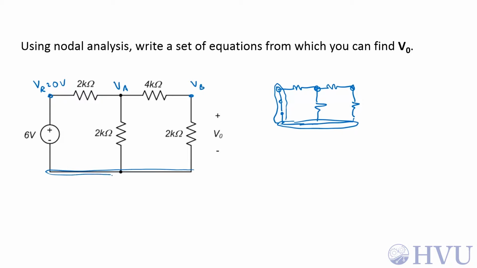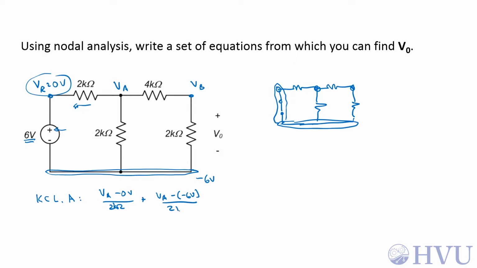And then this node down here will be 6 volts lower than 0, since this is the positive terminal. So this just becomes a negative 6 volts. Now KCL at A gives me VA minus 0 volts over 2 kiloohms, which is this current, plus VA minus a minus 6 volts over 2 kiloohms, which would be the current leaving in this direction, plus VA minus VB over 4 kiloohms, which is this current, and that's all the currents accounted for at node A.